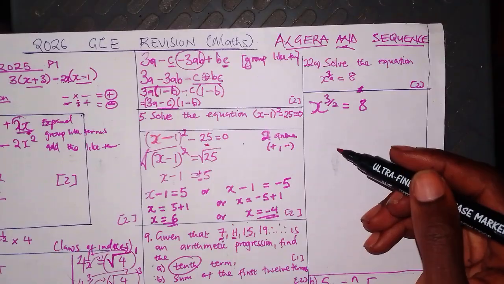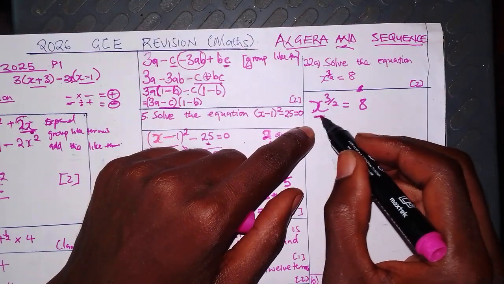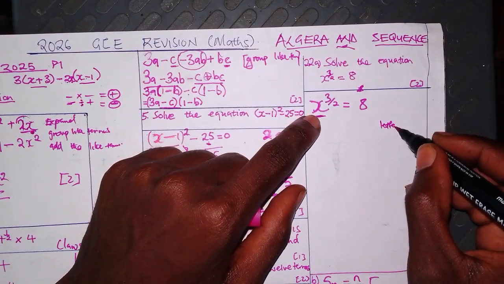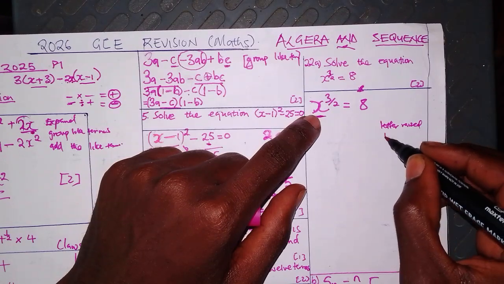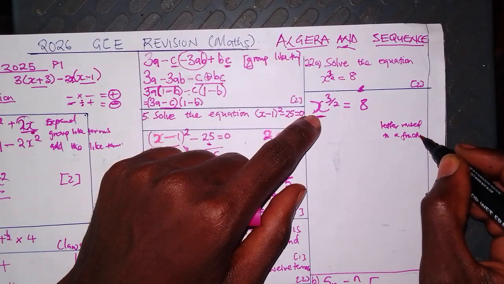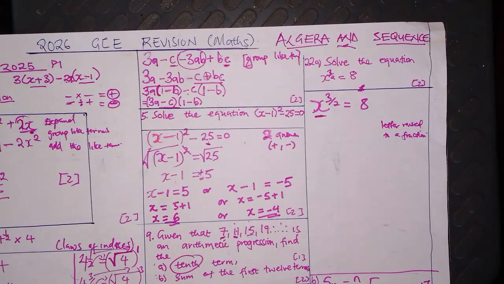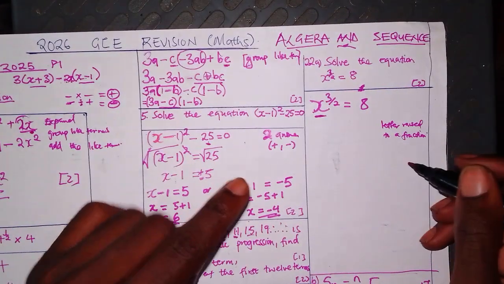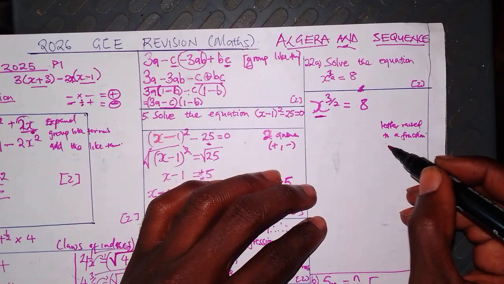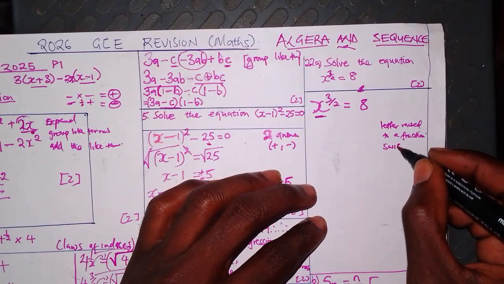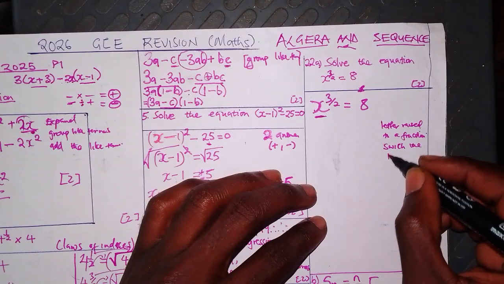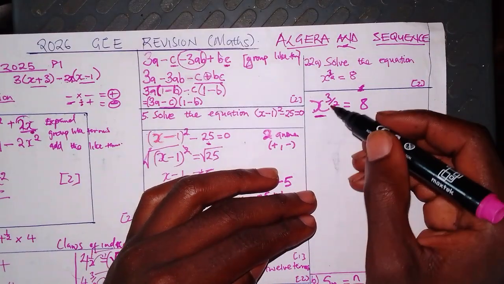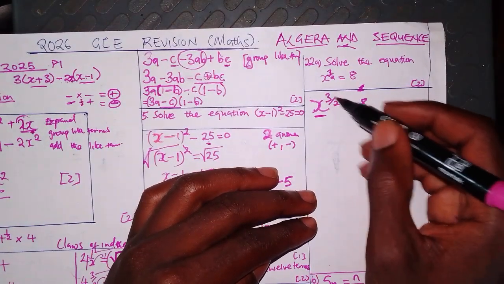So whenever you see a letter raised to a fraction, remember, a letter raised to a fraction, you have to switch the powers. Remember, a letter raised to a fraction, switch the powers. So what do I mean? So we have x raised to 3 over 2. So how can we remove 3 over 2?